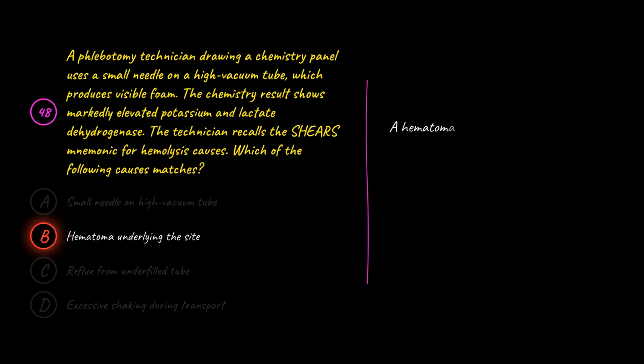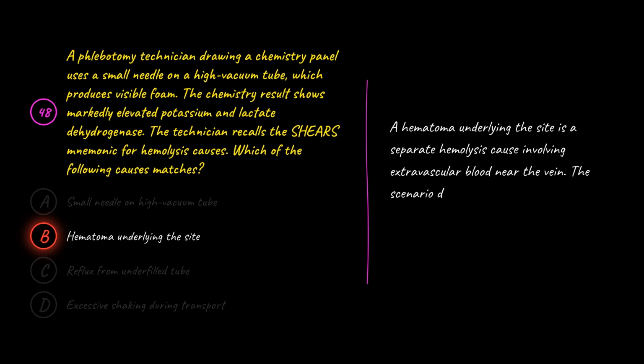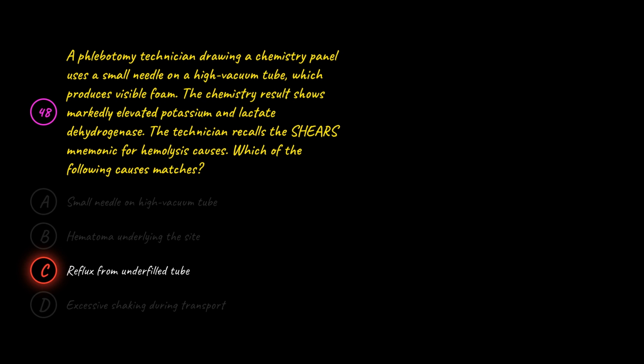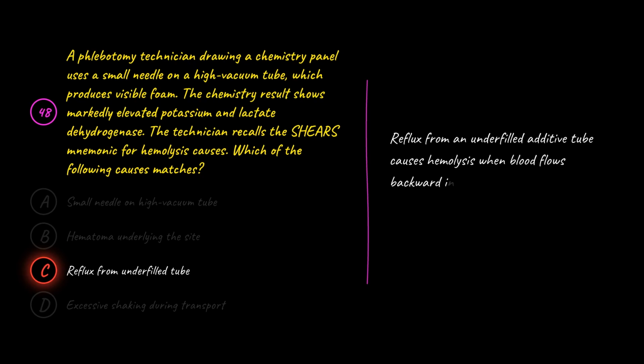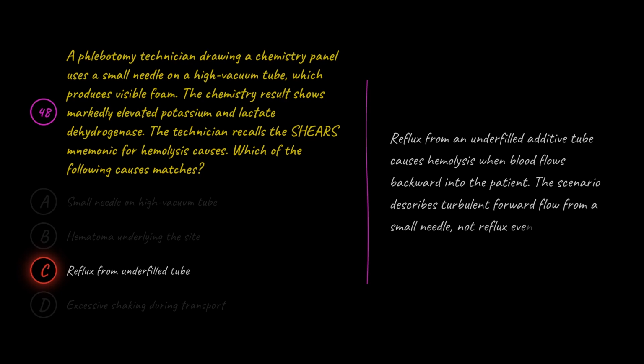B is wrong because a hematoma underlying the site is a separate hemolysis cause involving extravascular blood near the vein. The scenario describes turbulent flow from a small bore needle, not hematoma-related lysis. C is wrong because reflux from an underfilled additive tube causes hemolysis when blood flows backward into the patient. The scenario describes turbulent forward flow from a small needle, not reflux events.